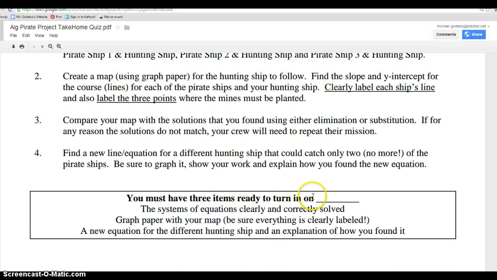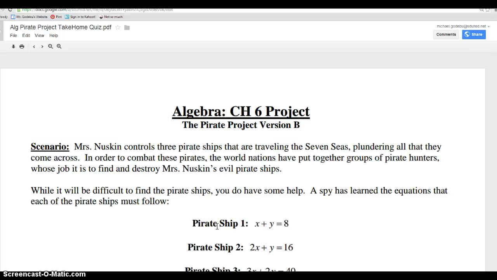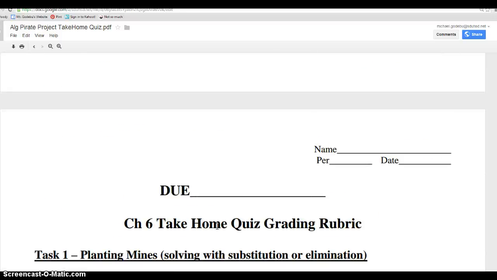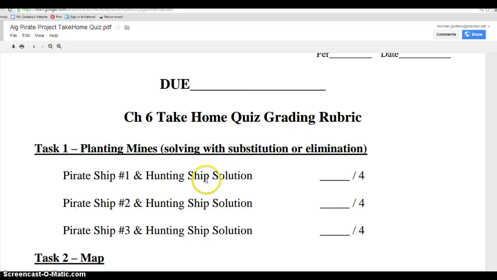The date that it's due is on the calendar. It's Thursday of next week. You have to have nice, neat work. You have to have graph paper, of course, using a ruler. There are 3 different versions. And then at the end here, I have the rubric.